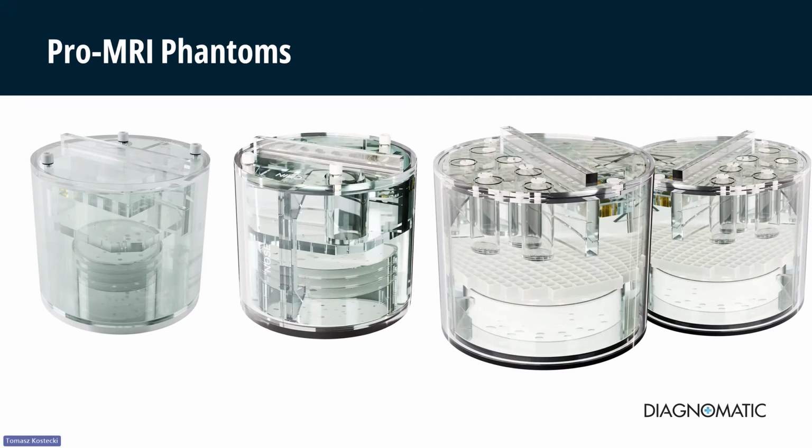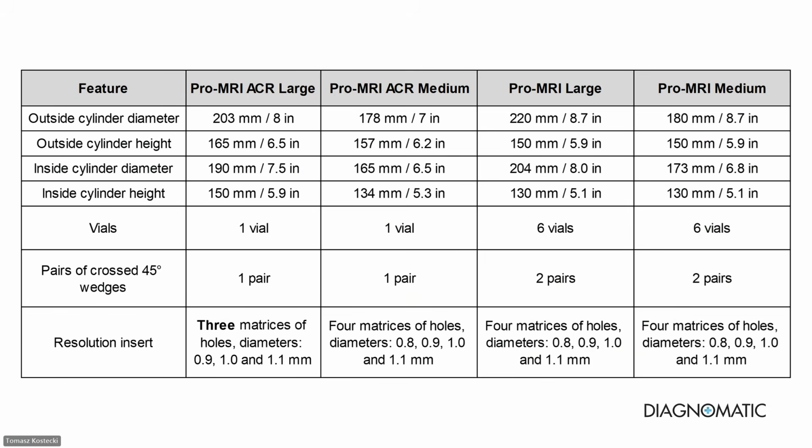Diagnomatic provides 4 types of MRI phantoms, 2 Pro-MRI ACR Phantoms, certified for use with the American College of Radiology accreditation program, and 2 older Pro-MRI Phantoms. At first glance, they look similar. So here I'll show the main difference and how to recognize which phantoms you are using. This is important because customers sometimes confuse the Pro-MRI and Pro-MRI ACR Phantoms. If the wrong phantom type is used, the test procedure might not work as expected.